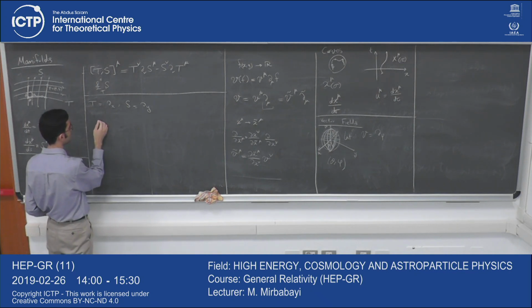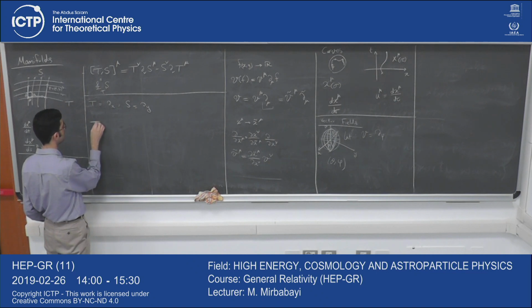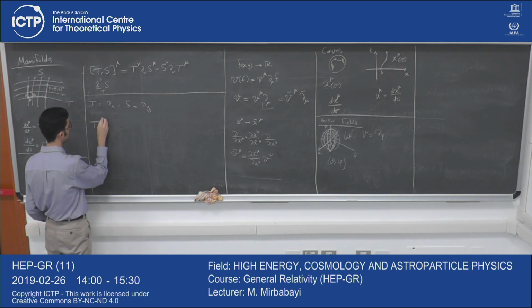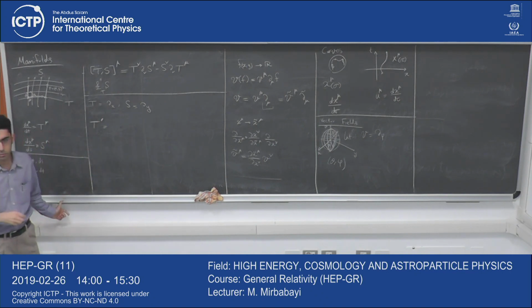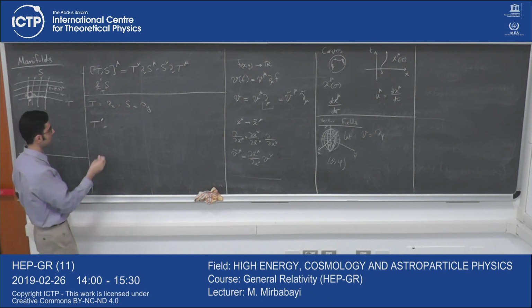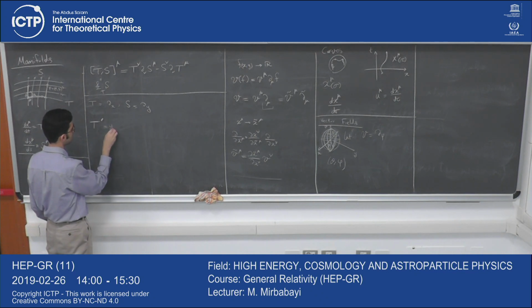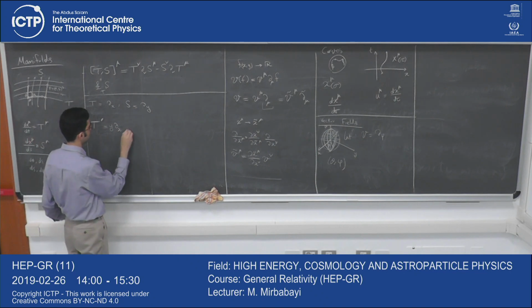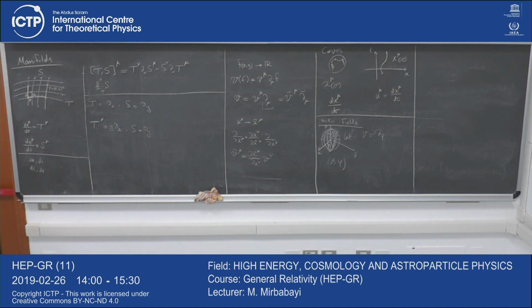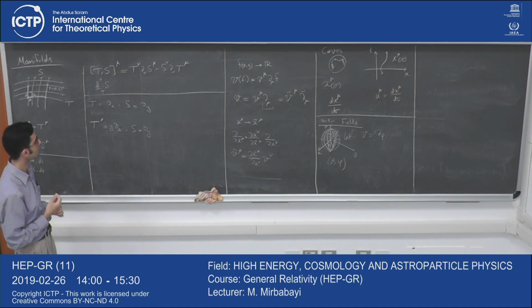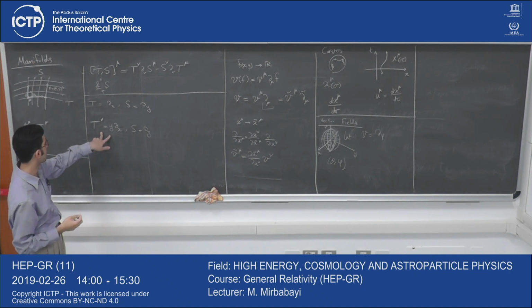Now consider the following. Consider a new vector field which is parallel to this t, but its length is now y-dependent. So say my t prime is just y times ∂x, and s is the same. Now they do not commute.